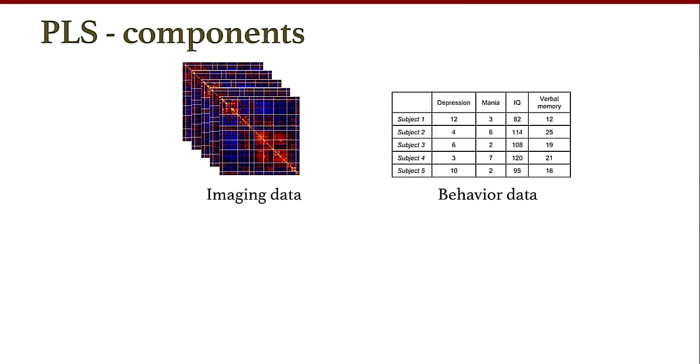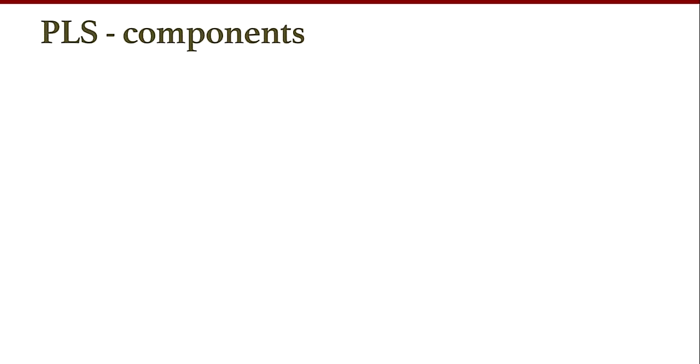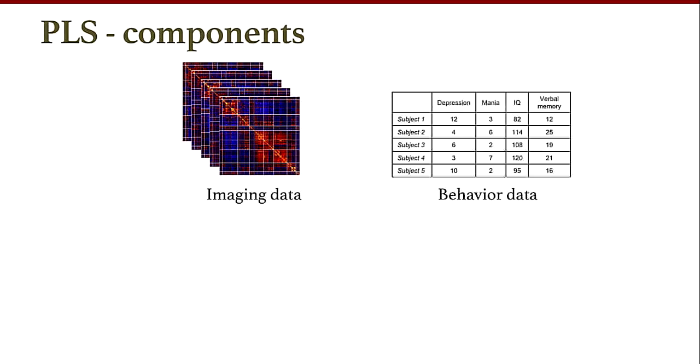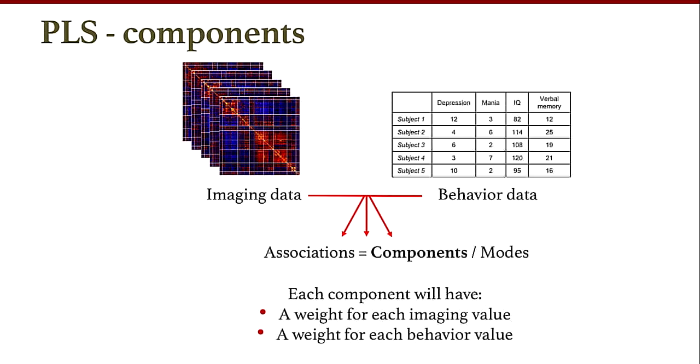The different associations between your two views are going to be called components or modes. And each of these components is going to have a weight for each of your imaging variables and a weight for each of your behavior variables.